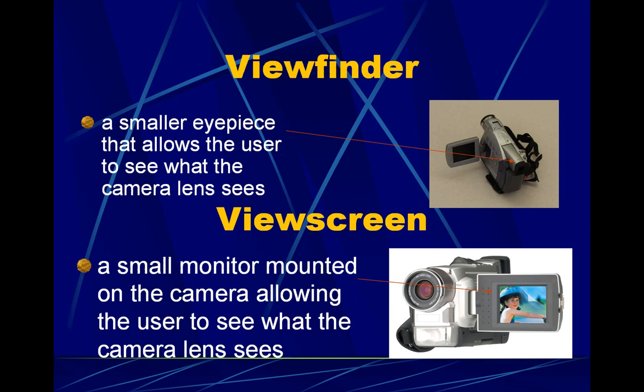The Viewfinder. We need to be able to see what we are going to film. A smaller eyepiece that allows the user to see what the camera lens sees is called the Viewfinder. It's usually in the back of a smaller camera like this. Or a view screen, which many people find a lot more comfortable to use, is a small monitor that's usually mounted on the side of the camera, which of course allows the user to see what the camera lens sees.